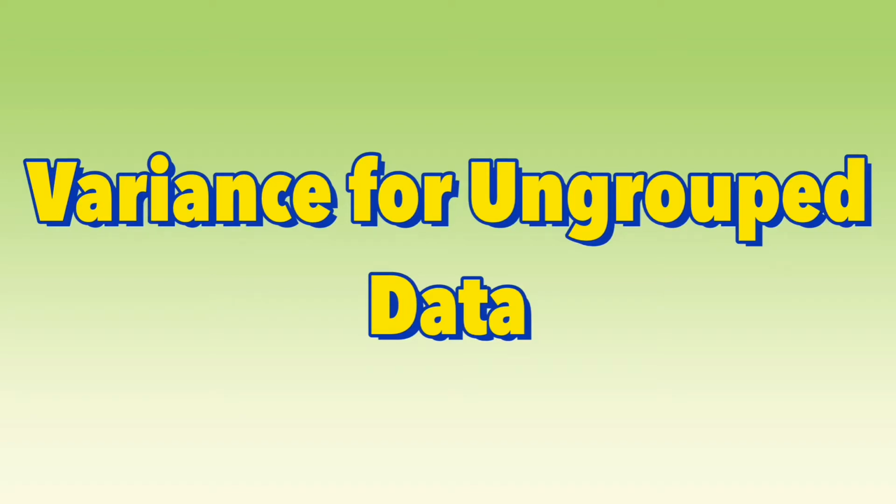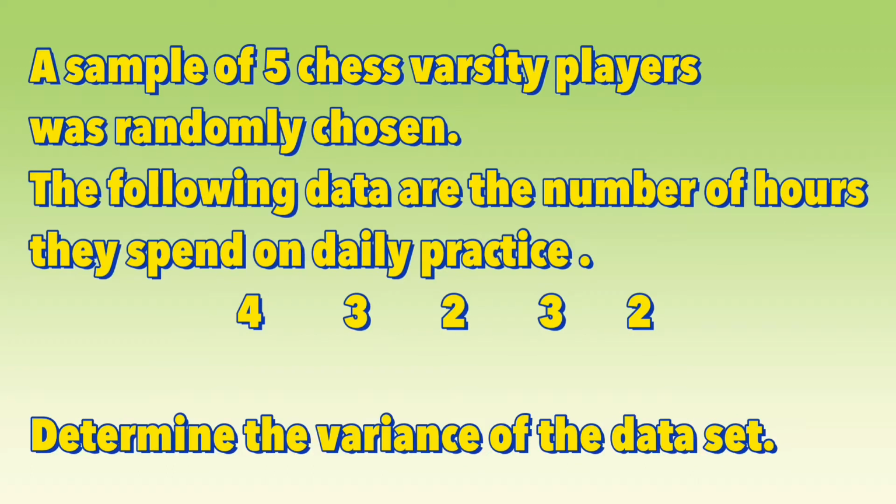Sample number 3: a sample of 5 chess varsity players was randomly chosen. The following data are the number of hours they spent on daily practice: 4 hours, 3 hours, 2 hours, 3 hours, 2 hours. Question: determine the variance of the dataset.